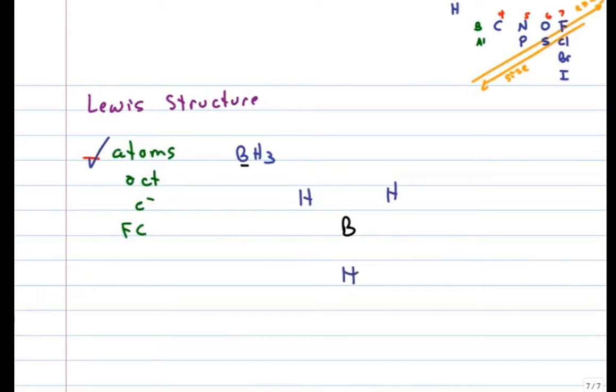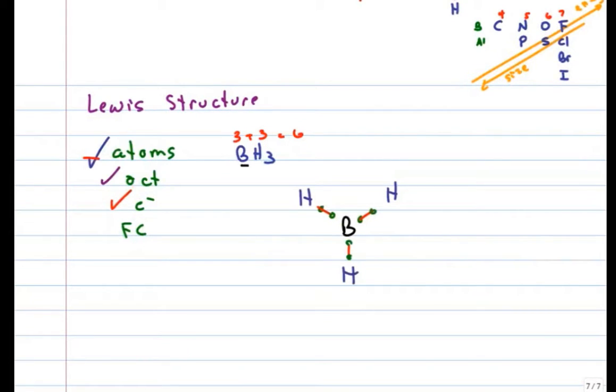The next thing I like to do is give everything a full octet. First you want to draw a single bond between the atoms, so that'll give us 2, 4, 6. I'm not going to do 8 because boron is an exception and it's happy as it is, so we'll stop right there. Electrons: boron should have 3. Hydrogen should each have 1 times 3 is 3. 3 plus 3 is 6. 2, 4, 6, we're good to go.